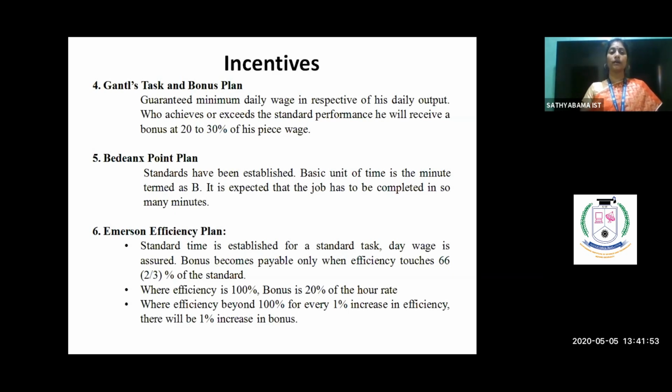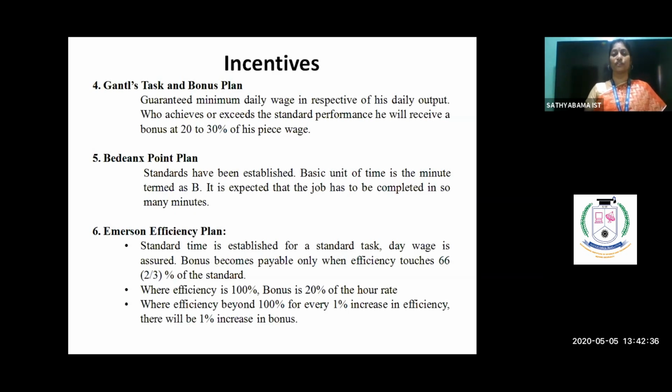Then comes Bedaux's point plan. Here, standards have been established. The basic unit of time is measured in minutes, not in hours or seconds. Time is measured in terms of units, termed as B while calculating. It is expected that the job has to be completed in fixed minutes. For example, they are supposed to produce 100 units within 120 minutes, or 60 minutes. So the time frame is fixed in minutes, and they have to complete the given standard output or standard work. So that is Bedaux's point plan.